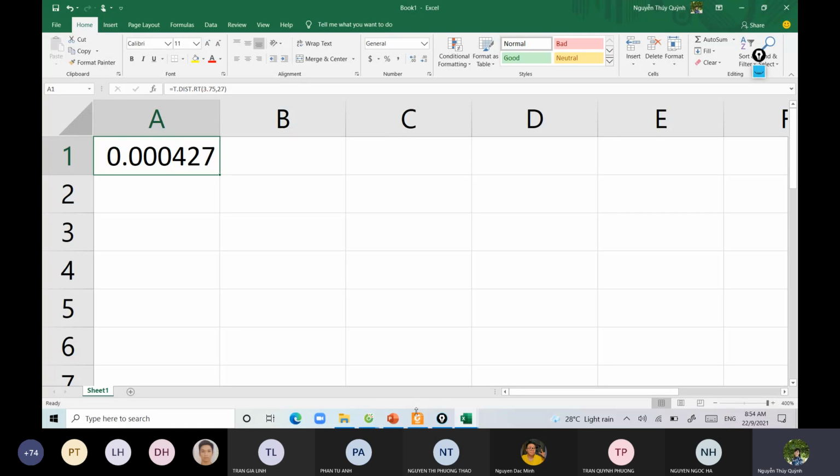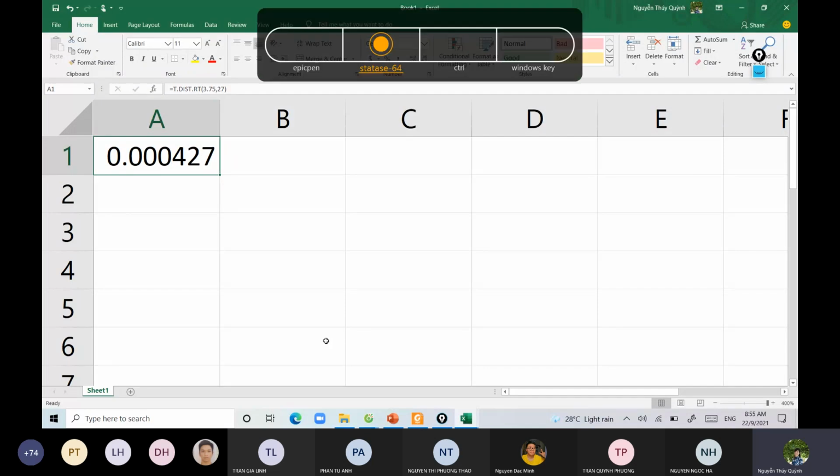Actually, in practice in research, researchers usually use the p-value approach, because the information of the p-value is usually provided in the regression output generated by econometric software, for example, Stata. Now, let's open Stata to see where our p-value is.